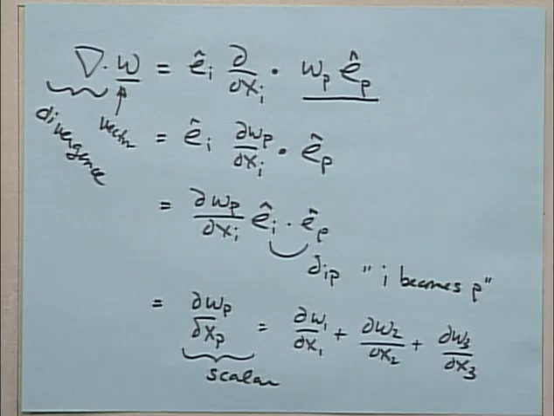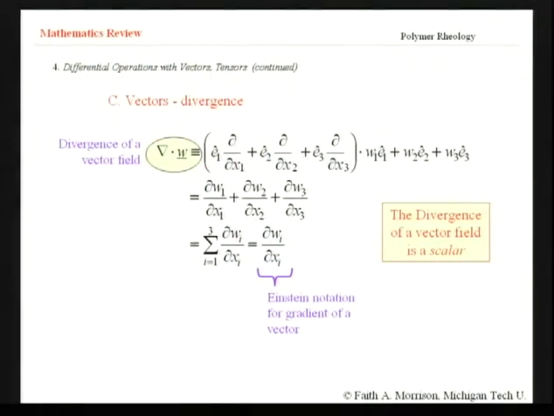So del dot a vector is the del operator, the nabla operator, dotted with the vector written in arbitrary components. When you distribute it and simplify, you get dwi dxi in Einstein notation. Notice that we took a vector, it became a scalar. The divergence of a vector field is a scalar.